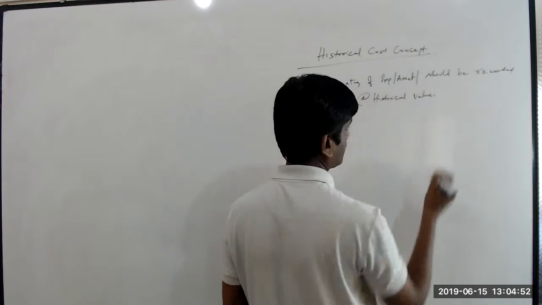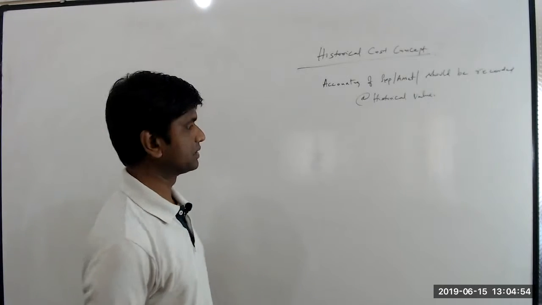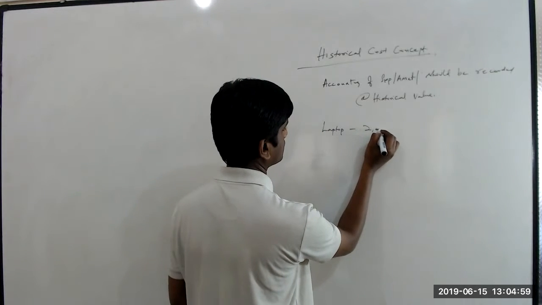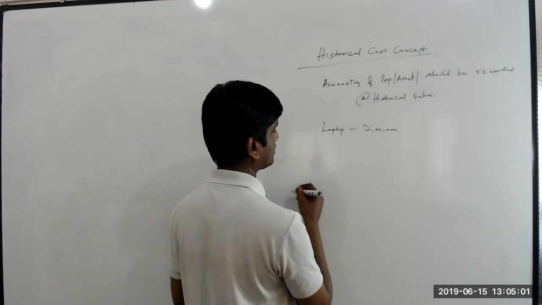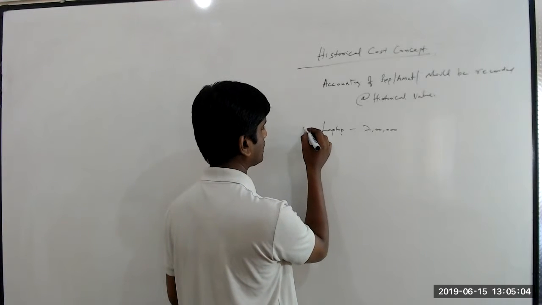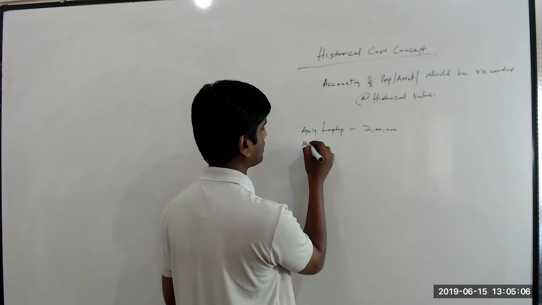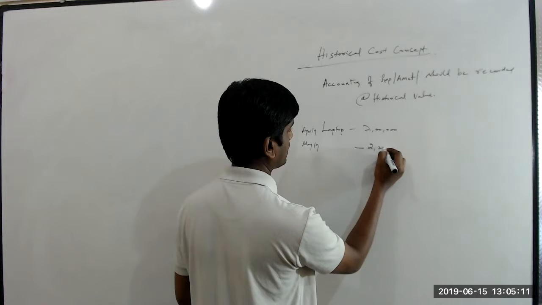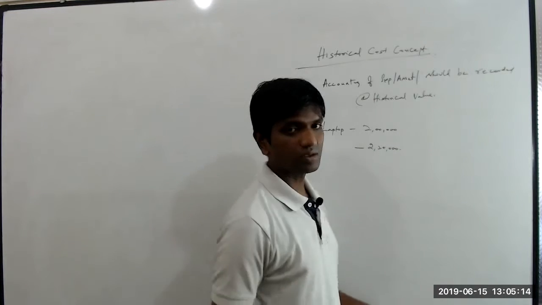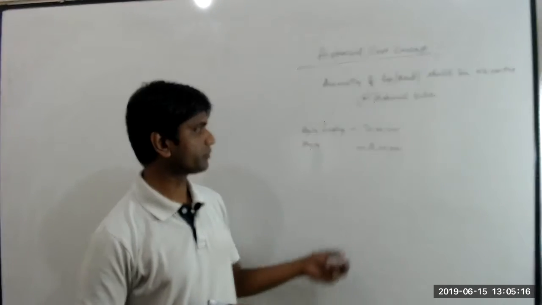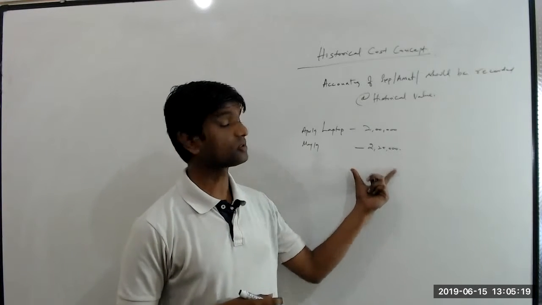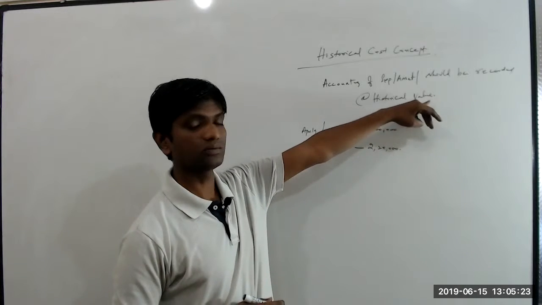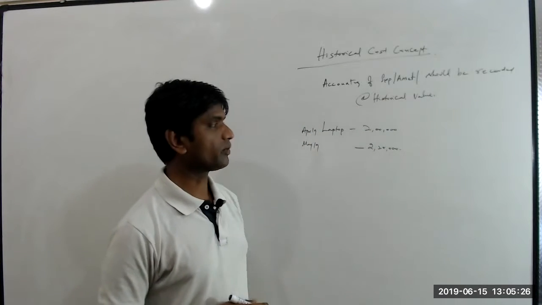Historical value means, let's say today you have purchased a laptop for 2 lakhs, and later, after 1 month, let us presume this is April 19 and May 19, its price has increased to 2,25,000. You're not supposed to go back into the books and change the value of this laptop. That is what this concept says: you are supposed to maintain the historical value in the books of accounts. But why do we need to do this?